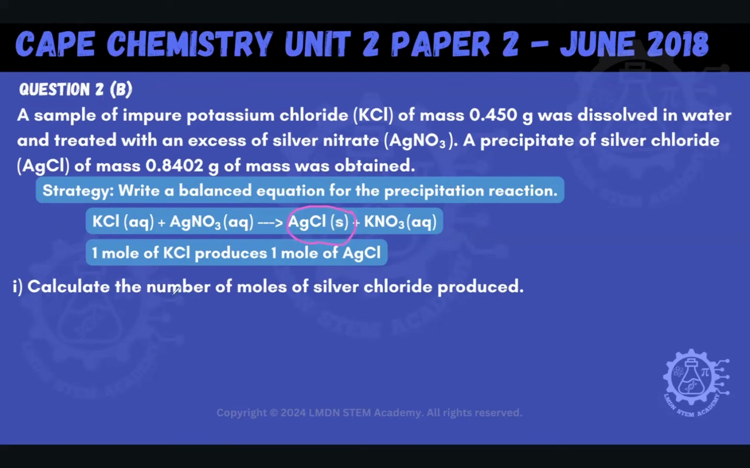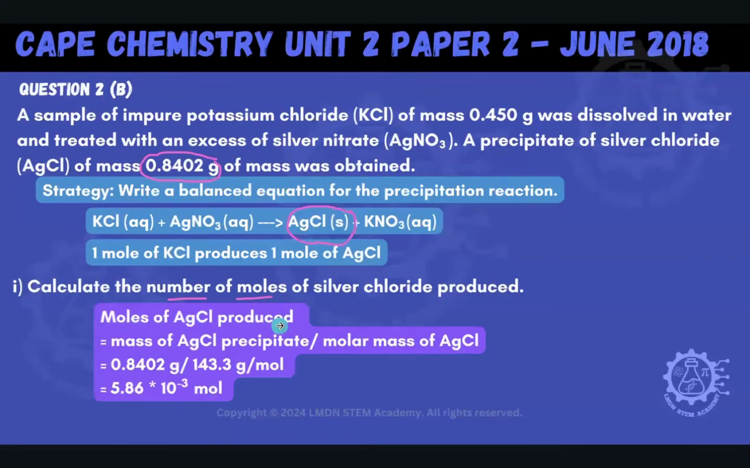So if we want to find the number of moles, and we know the mass of the precipitate of silver chloride had a mass of 0.8402 grams. So we know the mass of the precipitate, right? And we need moles. So what are we going to do? Here's our formula.